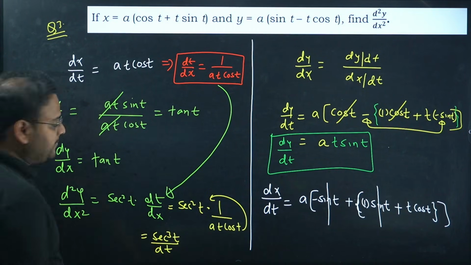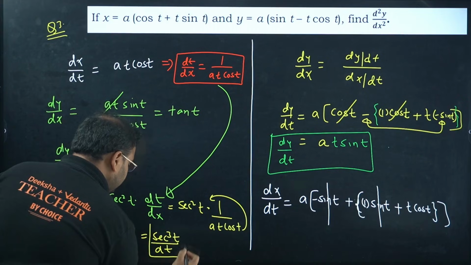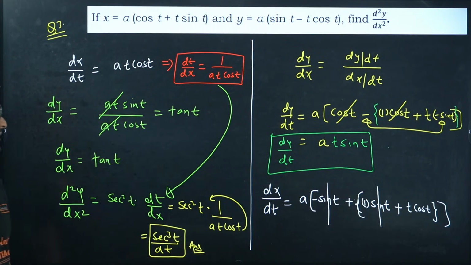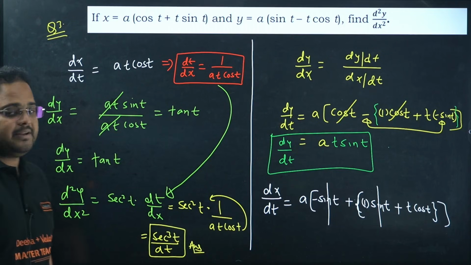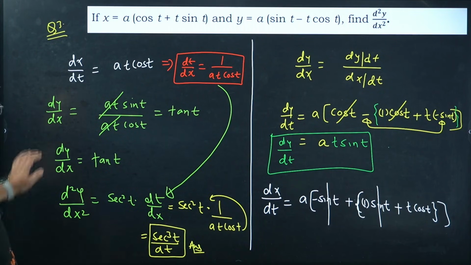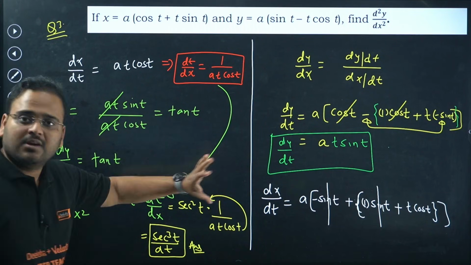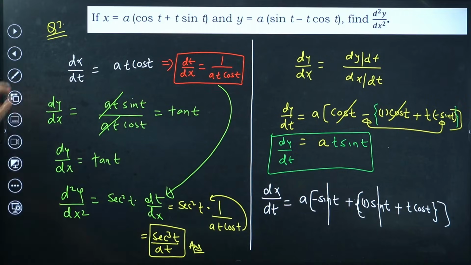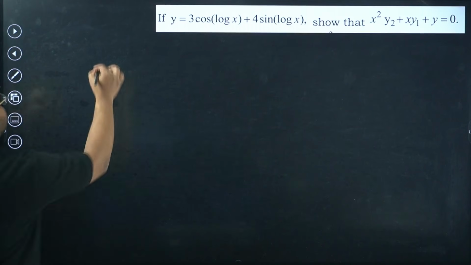Secant cube t upon a t. This is my final answer. Please check. This is my final answer, secant cube t upon a t. Correct? Next. Simple question. Just a few more steps because it's use of parametric form also. Question number 4 now.